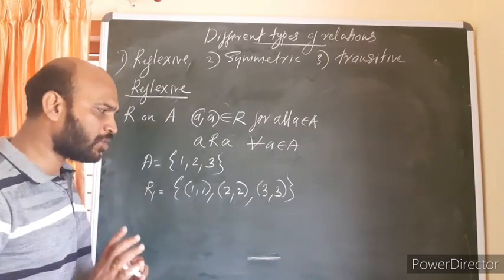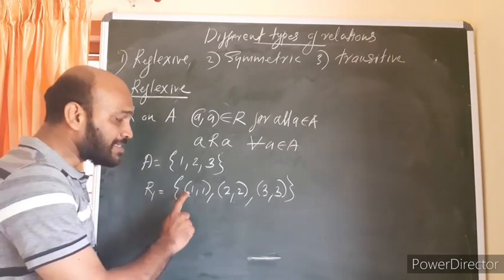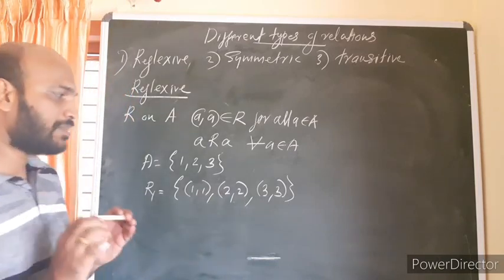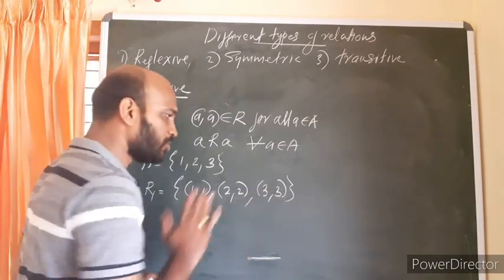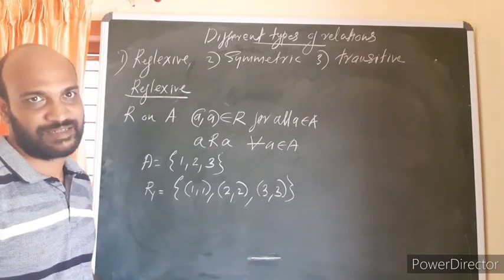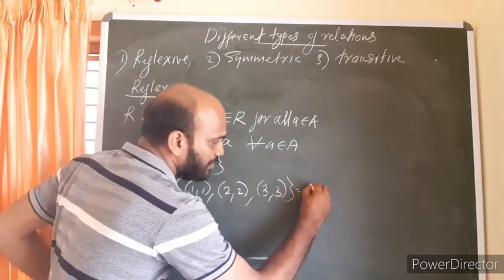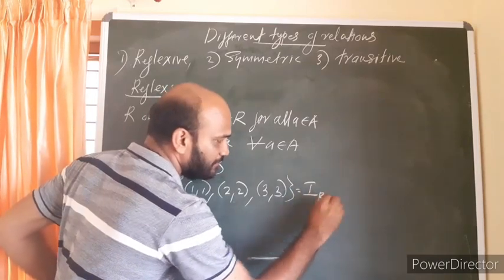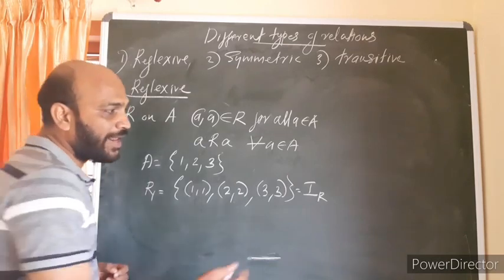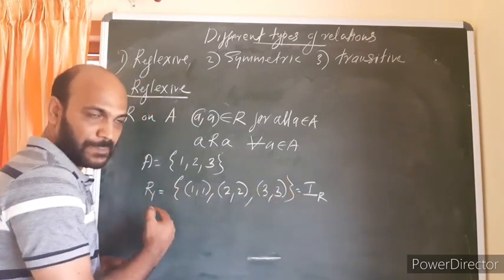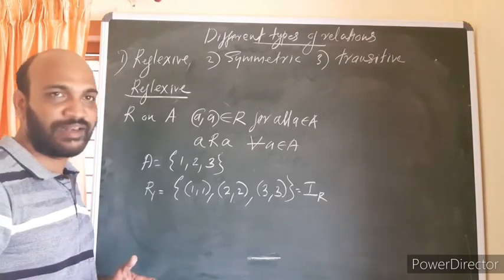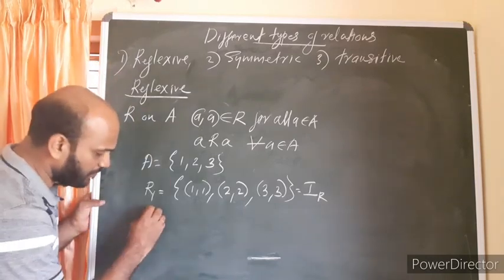So in this case we have to note one thing. 1 is related only to 1, 2 related only to 2, and 3 related only to 3. So this relation we can also call an identity relation, and we denote it as identity relation. So all identity relations are reflexive, but all reflexive relations are not identity. I will tell one more example.